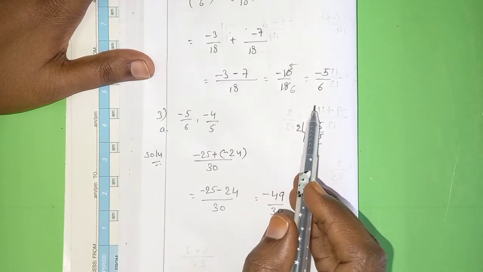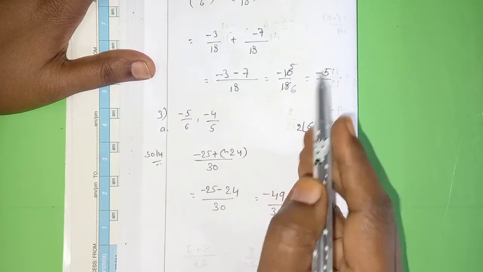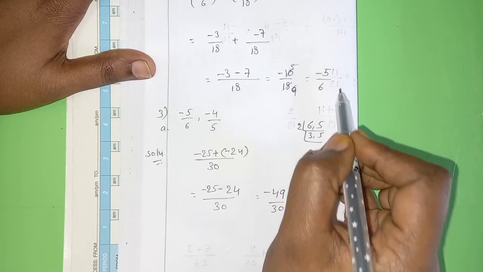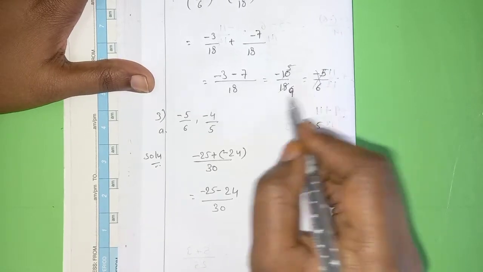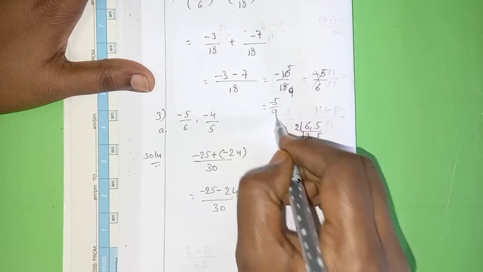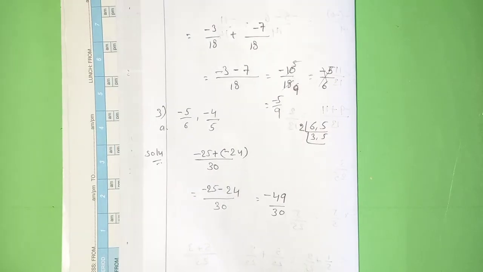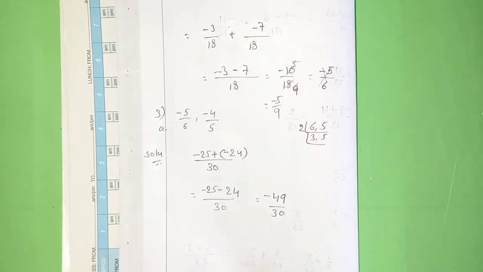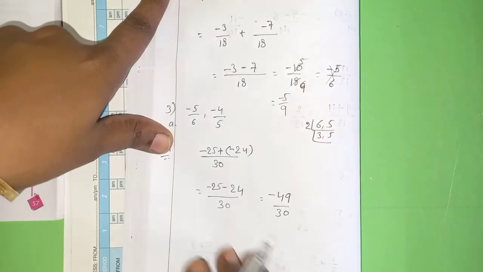I made a small mistake here. 2 fives, 2 nines, right? So the answer will be minus 5 by 9. Okay, it's my mistake, sorry. Next, the third question we are doing now.